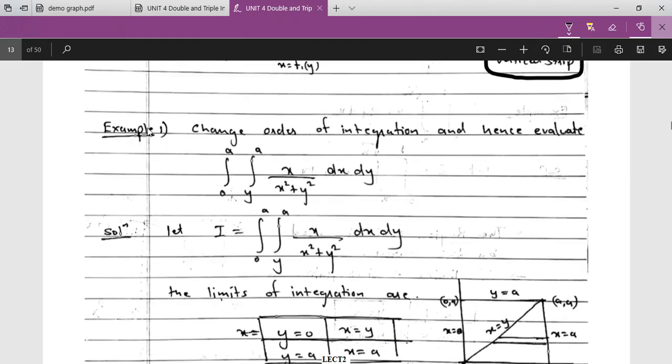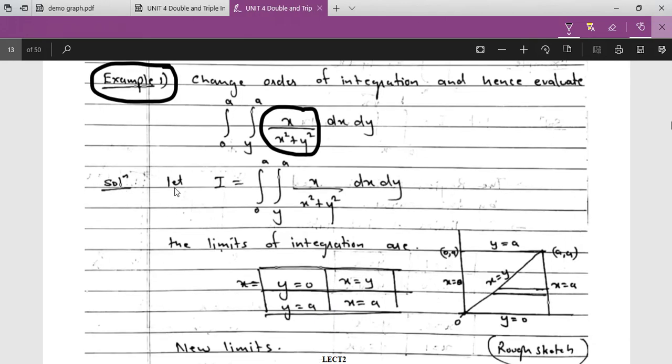So this is my first example. Example 1: change the order of integration and hence evaluate the given function, x divided by x square plus y square, dx dy, right? Now the limiting values are y to a and 0 to a. So solution: let I be equal to the integration of x divided by x square plus y square dx dy, with limiting values y to a and 0 to a.